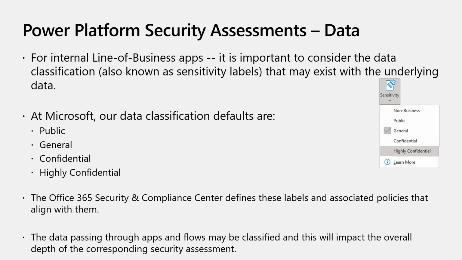So in the context of our internal line of business, we look at data classification. We have additional SDL controls that pivot off of sensitivity labels that are supported either within Office or in containers like SharePoint. These sensitivity labels are defined by the Office 365 Security and Compliance Center, and it also defines policies for each label. For example, you could require highly confidential labeled content must be encrypted.